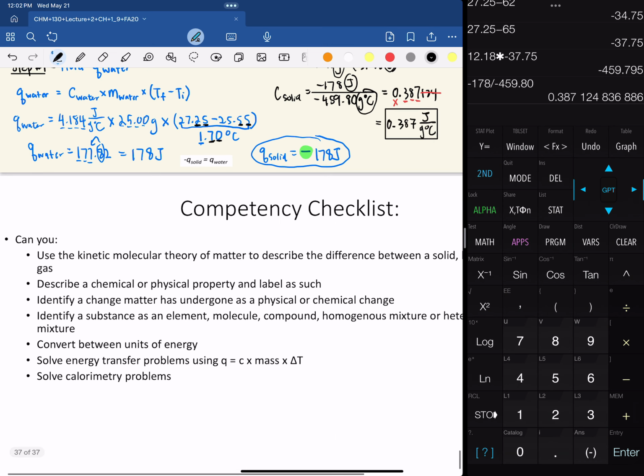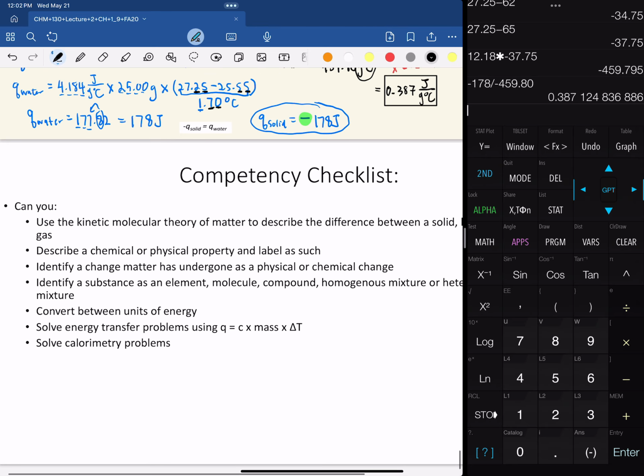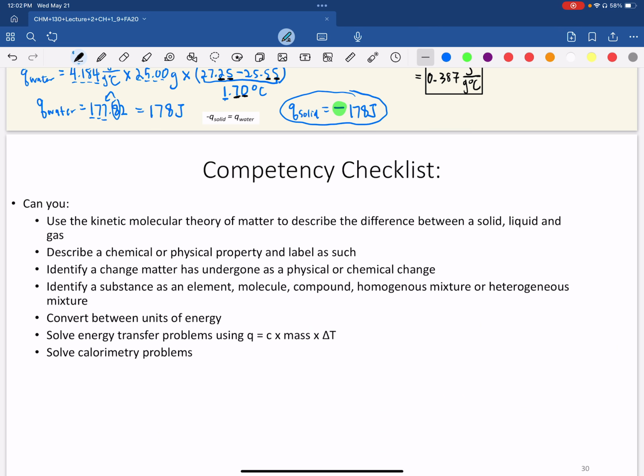In terms of the end of this lecture 2 set, make sure you go through this competency checklist and make sure you can do all of these things. Understand and use the kinetic molecular theory of matter to describe the difference between a solid, liquid, and gas. In particular, you should be able to look at a molecular model or a scale of a sample window and tell me if it's a solid, liquid, or gas. You should be able to describe a chemical or physical property and a chemical and physical change. You should be able to identify a change in matter in terms of a chemical change versus a physical change.